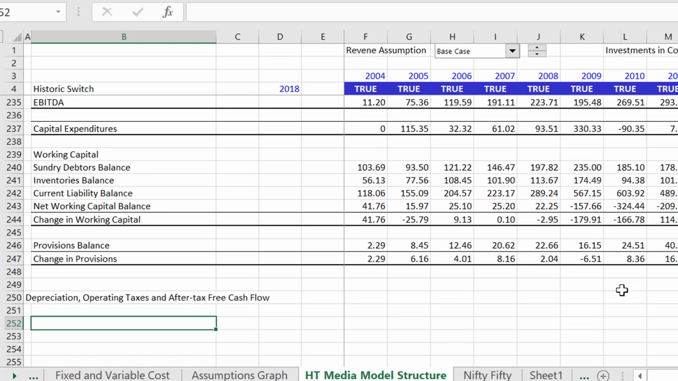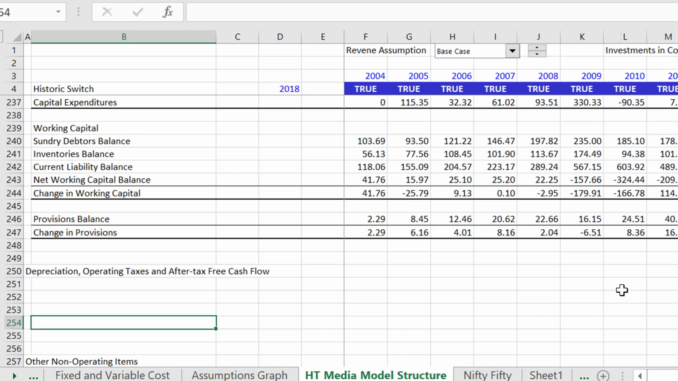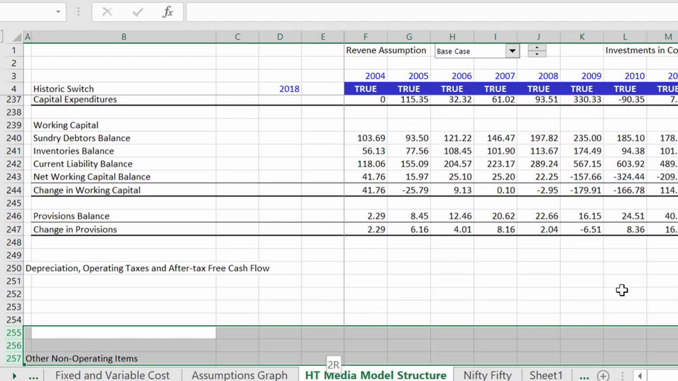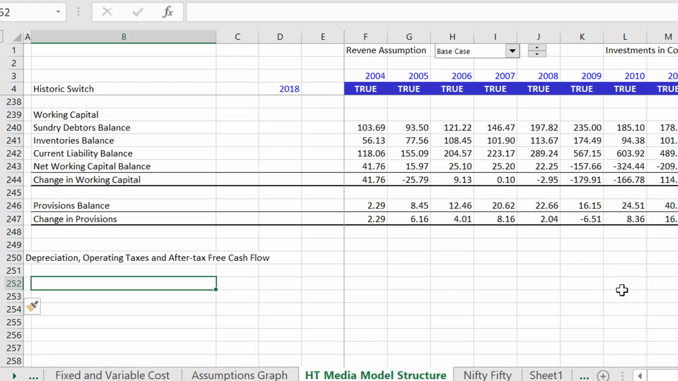And then let's go to the depreciation section, and I'm going to add some lines. I'm going to make our depreciation using a net depreciation rate rather than a gross depreciation rate. That's a simpler way to do it. And then we're going to compute our taxes, and we're going to get our after-tax cash flow.